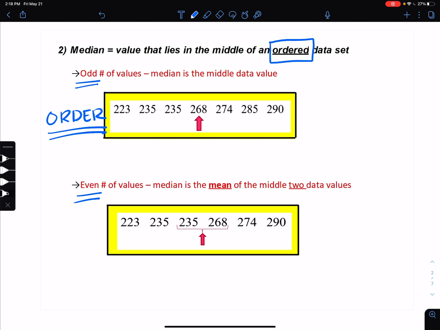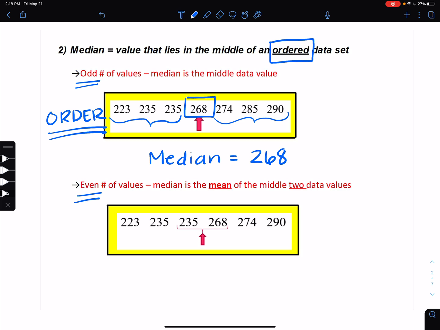Now, with an odd number of data values, like our first example, you're going to be able to find one data value that sits all by itself in the center. And what I mean by center is it's got balance on either side. Notice that value has 3 below it and 3 above it. It's in the center, right? There's balance on either side. So in this case, we would simply say the median is that middle data value at 268.